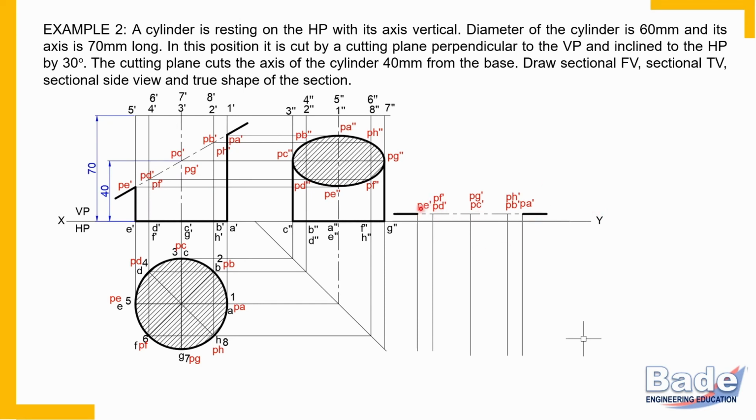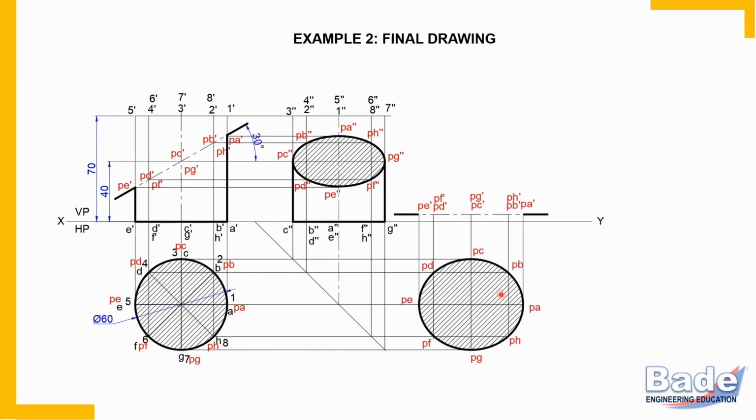Okay. Now, in this case, transfer all these points in the top view, and from the adjacent top view, draw horizontal lines. So remember, all these red points you are going to transfer here for the true shape. So let's proceed. Draw horizontal projectors, and this is how you complete the ellipse.